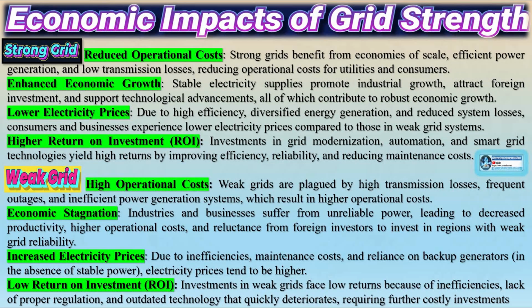increased environmental harm. Strong grids are designed to accommodate the intermittent nature of renewable energy sources. They use technologies such as energy storage systems like batteries or pumped hydro, demand response programs, and real-time grid balancing. Strong grids can integrate large amounts of renewable energy without sacrificing stability, allowing countries to meet renewable energy targets and reduce their reliance on fossil fuels.